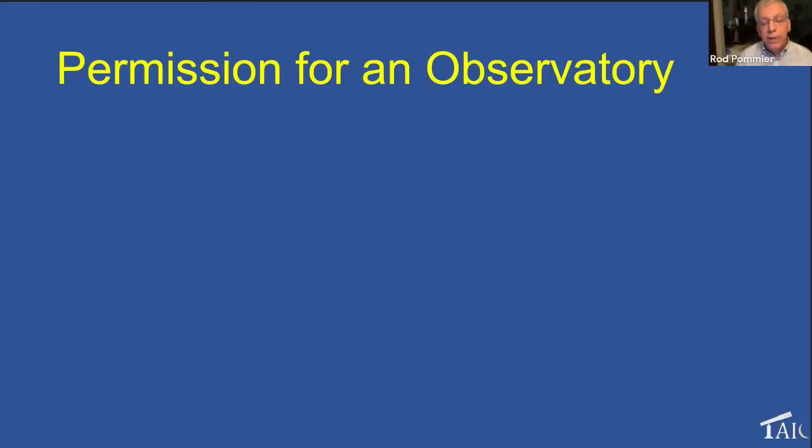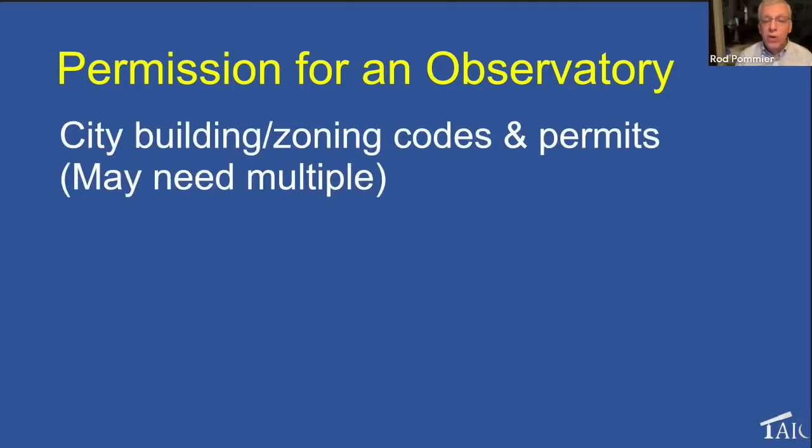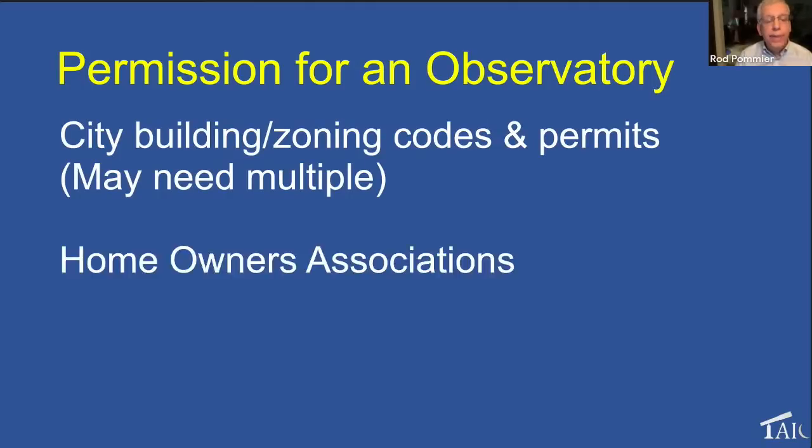Now, you can't just build an observatory because you want to. Cities have building and zoning codes, and you may need permits. In fact, you may need multiple permits depending on where you live and what the codes are. And some people are members of homeowners associations, and you may have to get clearance from the homeowners association that you are a part of to get permission to put an observatory in your neighborhood.